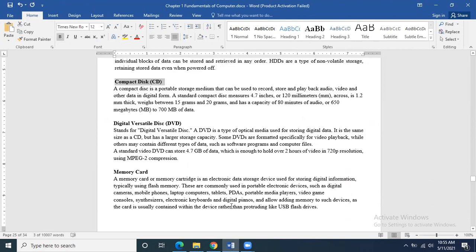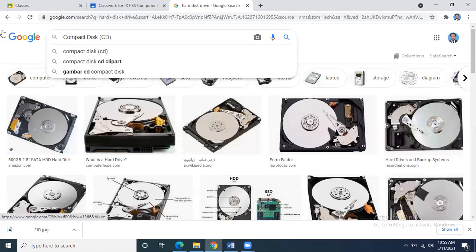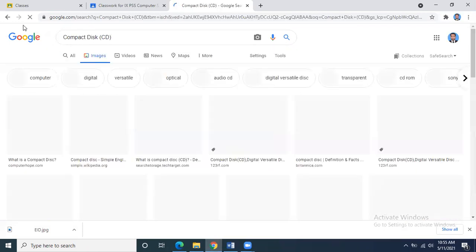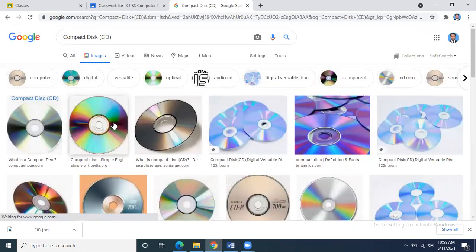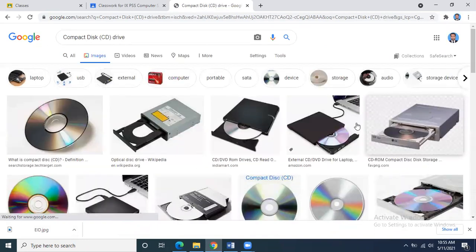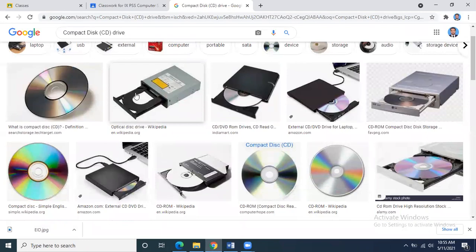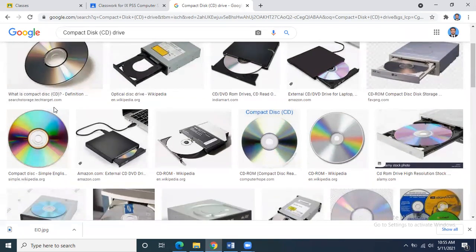Now come towards the CD. CD is basically the compact disc. Compact disc is also one of the most common storage media. Over here, the disc is removable. You can remove the disc from the drive. The drive is separate, attached inside the computer system, and you can insert the disc inside it. The disc is made up of plastic, and the data is written on it in the form of bits.